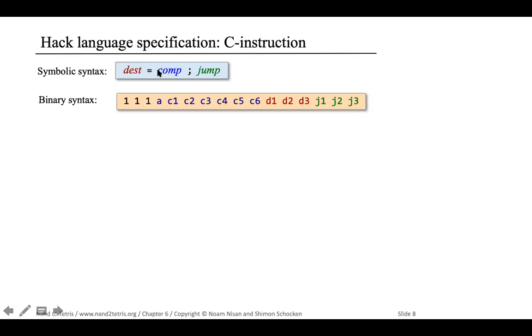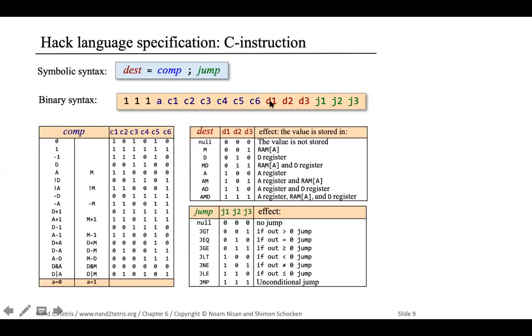If dest is optional, you should not have an assignment operator. If jump is optional, you should not have a semicolon operator. So you have to identify whether it fits the template of a C instruction, and based on that, you have to fill up this syntax. How do you do that? For comp, there are 2 categories based on bit A. This A controls which side of the comp operations applies. For C1 to C6, you look at what operation it is, so you should be able to decode it.